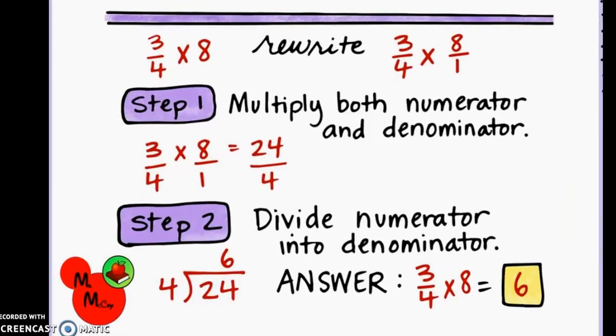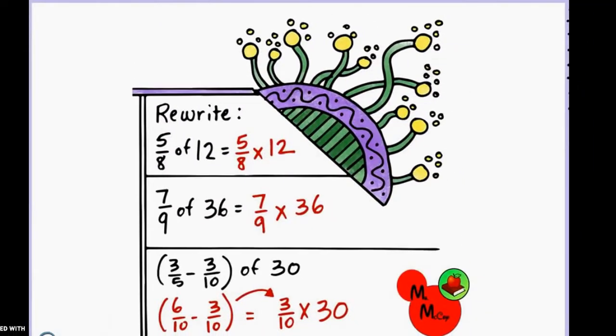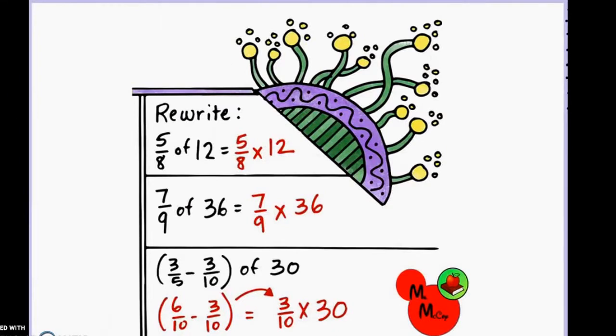All right, I have a couple of practice problems. On these, we're just going to rewrite the problem. When it says 5/8 of 12, what that really means is 5/8 times 12. Okay, the second one, 7/9 of 36 is written as 7/9 times 36.